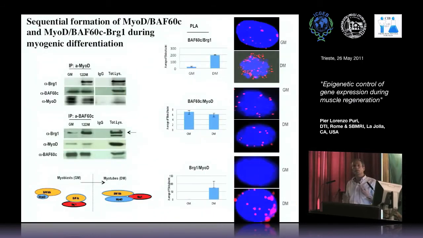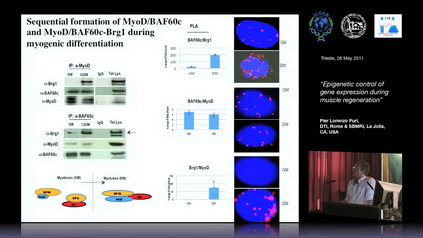So we started to analyze the interaction that BAF60C can make with different components of the myogenic transcriptosome. And we use MyoD, as MyoD is the initiator of myogenesis, and BRG1 because it's the catalytic subunit of the SWI/SNF complex that promotes MyoD-dependent gene expression.